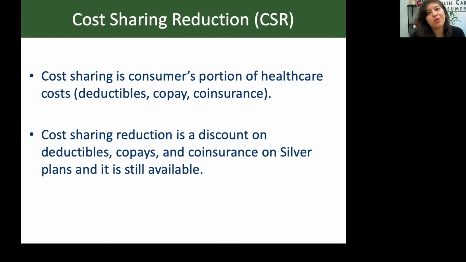So you can't choose a gold plan and get a discount on the deductibles or the copays because it only works for silver plans. And that's how some of those silver plans become just as comprehensive and just as covering as a gold plan, through cost sharing reductions.